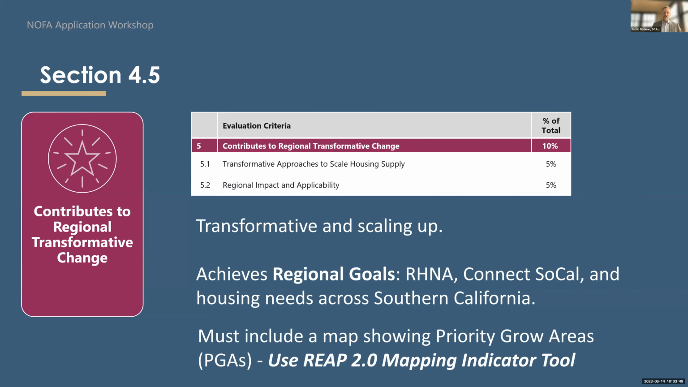So our last criterion, criterion 5, asks you to describe how the project would contribute to regional transformative change. And this is really the main criterion area where that planned growth area, or PGA, map or set of maps will come into play. And we'd like you to use those maps to help answer and respond to the questions in this section.